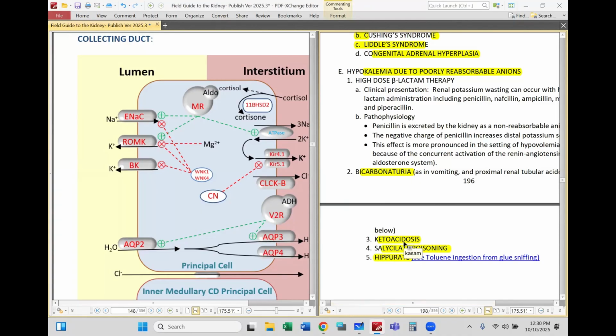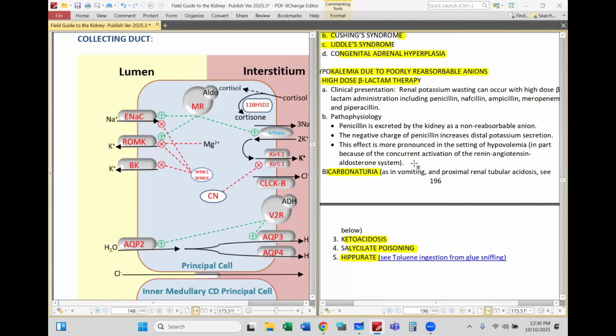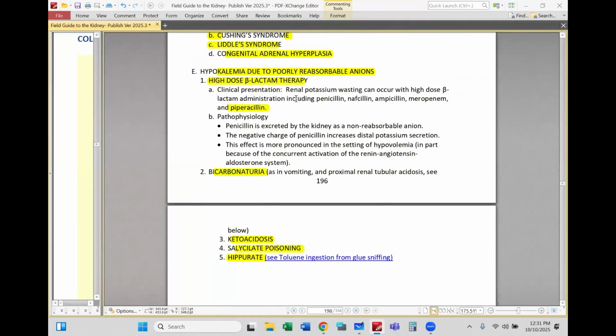Hippurate toxicity is from toluene ingestion, the classic source of which is glue or paint thinner sniffing. And this comes up on, again, Biff Palmer questions. I've never seen a case of clinically meaningful piperacillin-induced renal K wasting. We use a lot of Zosyn, and I have not seen a lot of urinary K losses or clinically significant K losses from all of the piperacillin that was given in our institution. But it has been described in the literature.